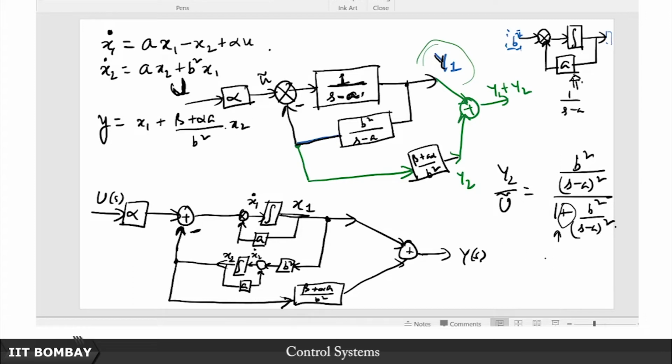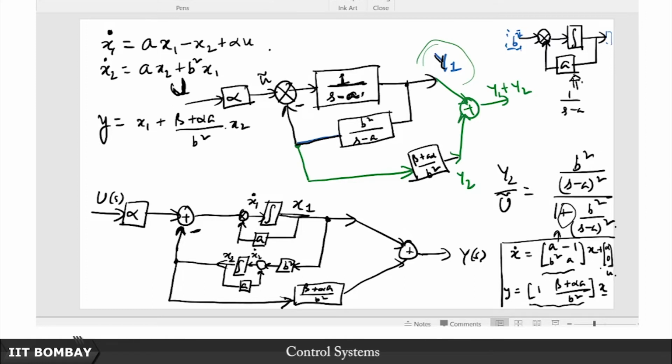Now if I write this in a compact form, I am going to squeeze out a little bit of space for myself here and write that in compact notation, and you will get this. So x dot is basically x1 dot and x2 dot written in the form of a vector, then you will see that this A matrix turns out to be [a, -1; b squared, a] times x plus, of course, there is just this alpha here and 0 here, times u, and y is going to be this 1 and beta plus alpha a upon b squared times x. So this is going to be my C matrix, this is going to be my A matrix, this is going to be my B matrix.